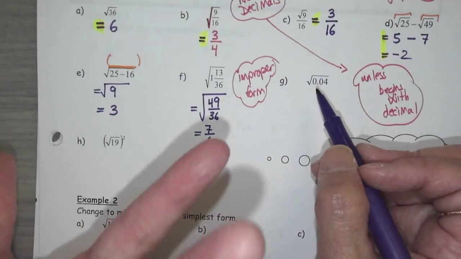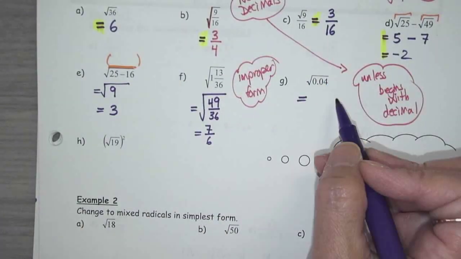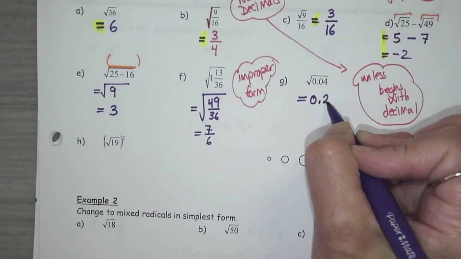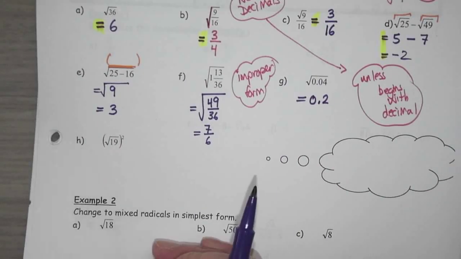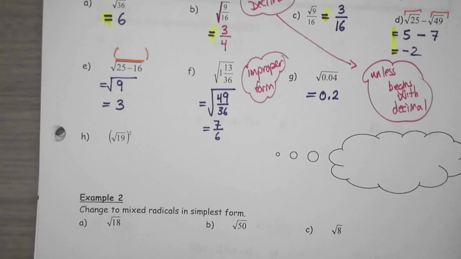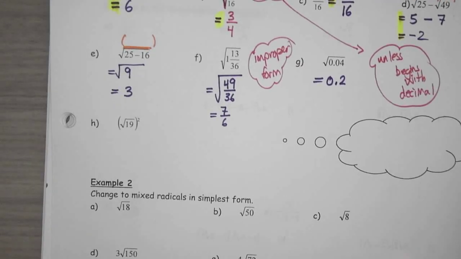If it's in decimal form, yes, you can do decimal form because it's already in decimal form. So the square root of 0.04 would be 0.2. 0.2 times 0.2. And yes, if you want to do that on your calculator, like I'm just not seeing the decimals, you can do that on your calculator. Okay, that's fine.